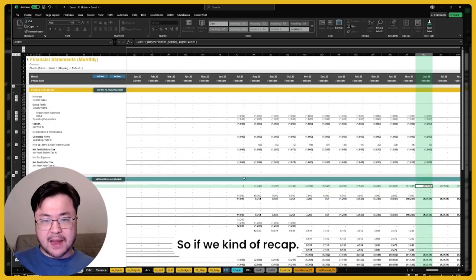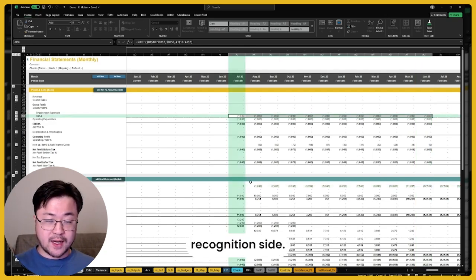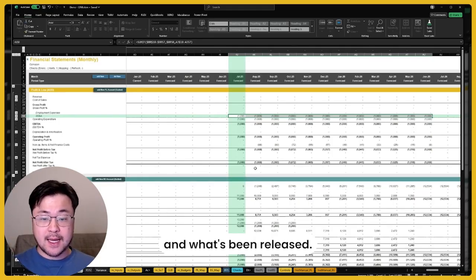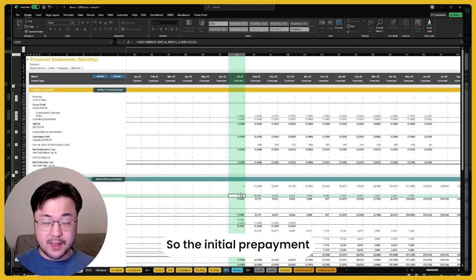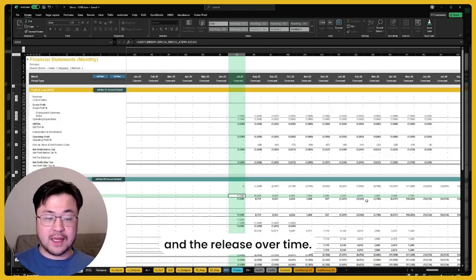So if we recap, the prepayment is the P&L recognition side. So just recognize what's been taken up and what's been released. We have the balance sheet prepayment, so the initial prepayment that you've taken up and the release over time.